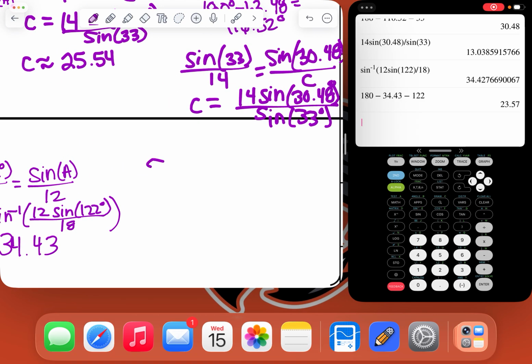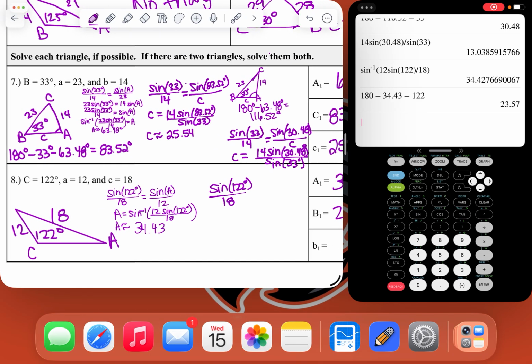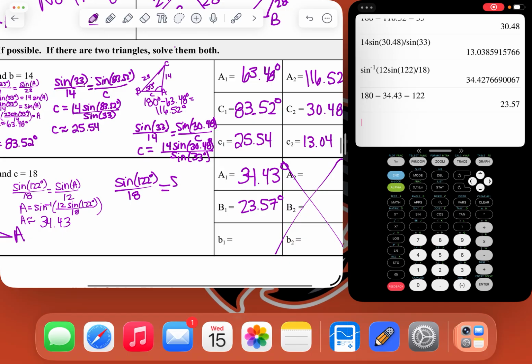So again, sine of 122 degrees over its opposite side length of 18 that they gave us in the problem has to equal the sine of 23.57 divided by side length B. So if we cross multiply and divide, B will equal 18 times the sine of 23.57 divided by the sine of 122 degrees.